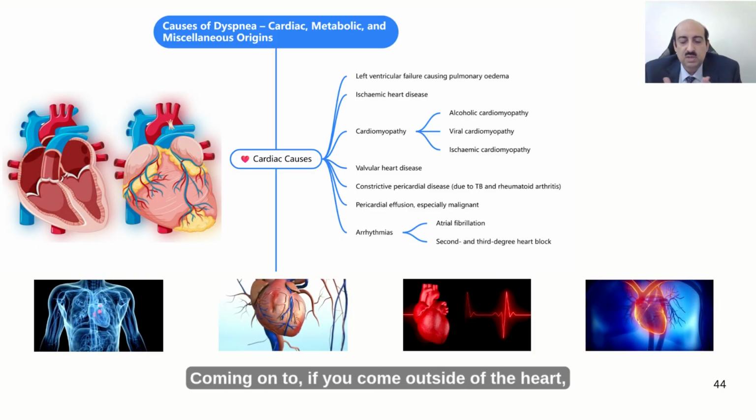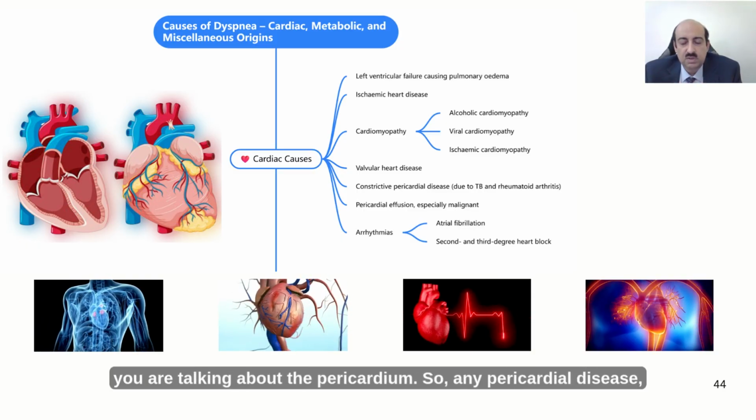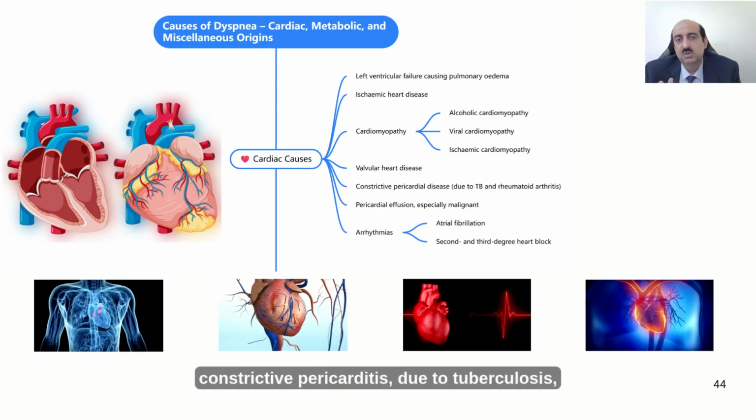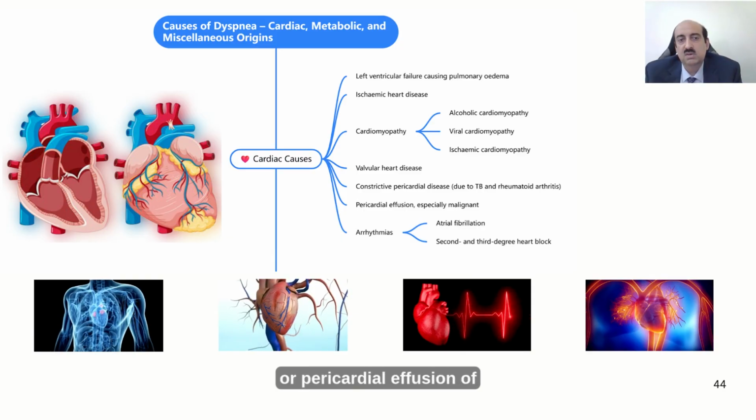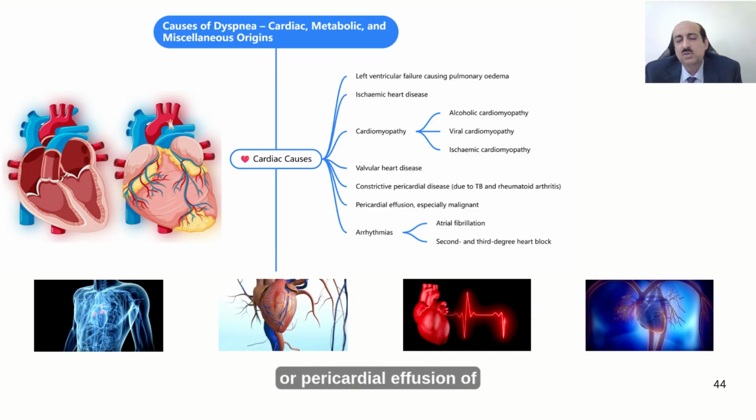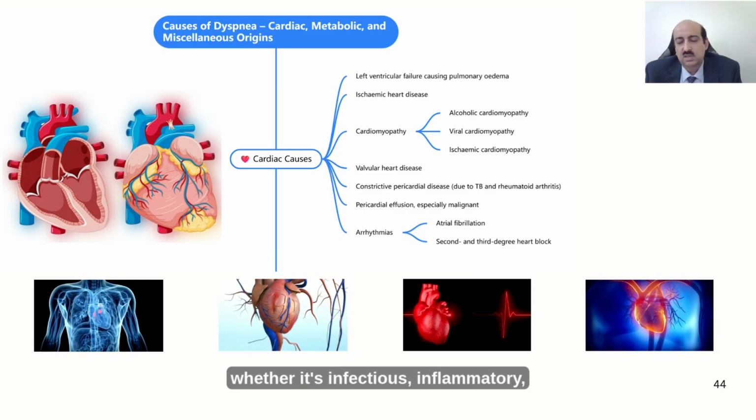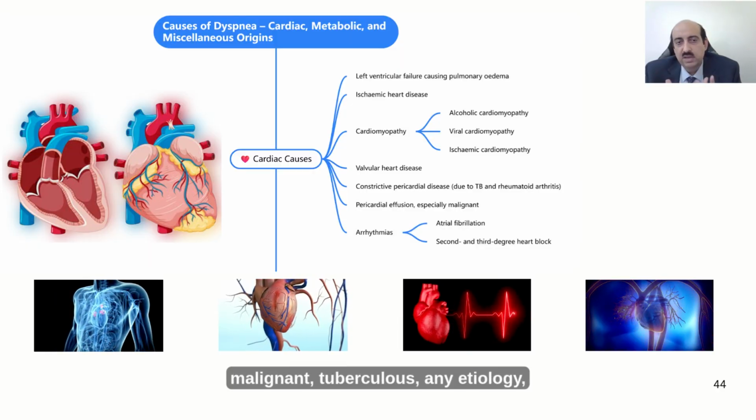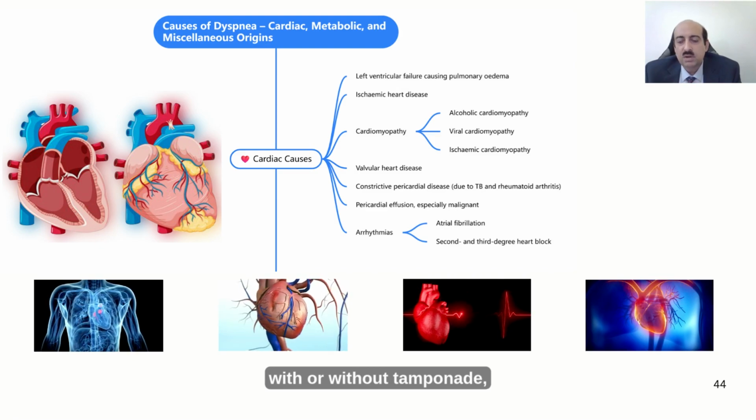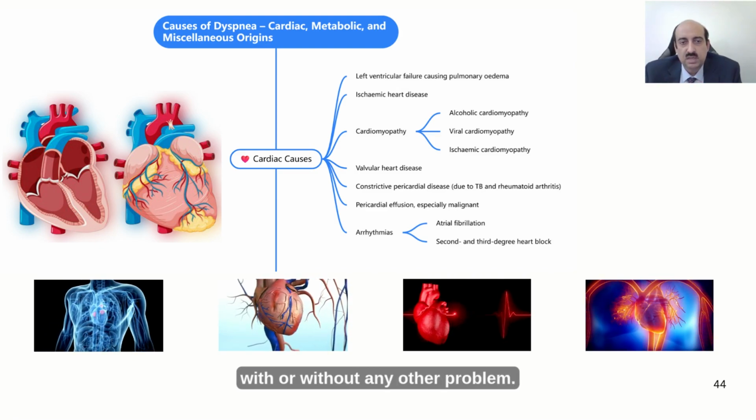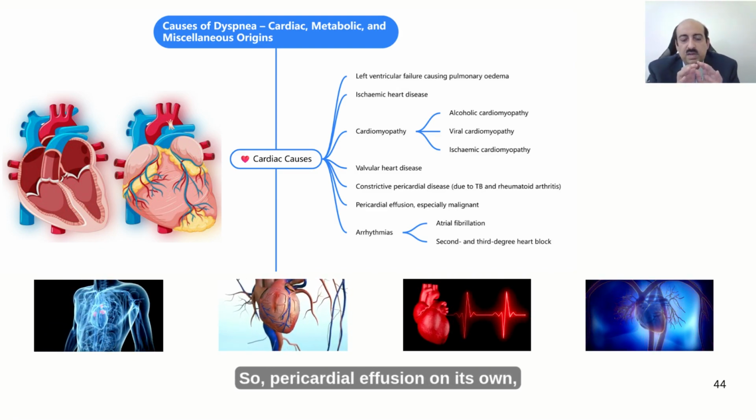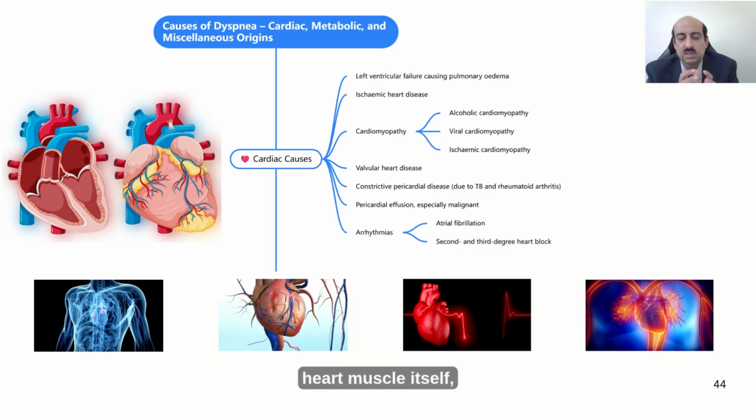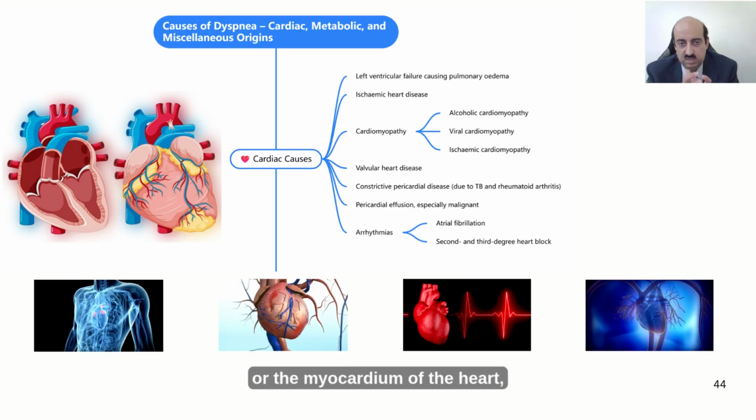Coming on to outside of the heart, you are talking about the pericardium. So any pericardial disease: constrictive pericarditis due to tuberculosis, rheumatoid arthritis, or pericardial effusion of any cause, whether infectious, inflammatory, malignant, tuberculous, any etiology, with or without tamponade, with or without any other problem. So pericardial effusion on its own, because that physically squeezes the heart muscle itself, the myocardium or the heart.